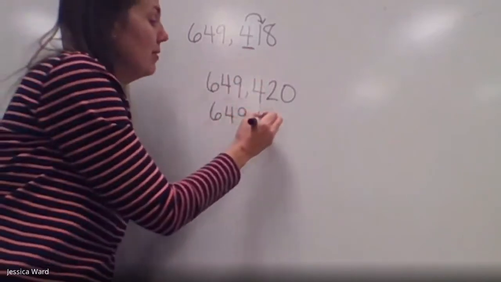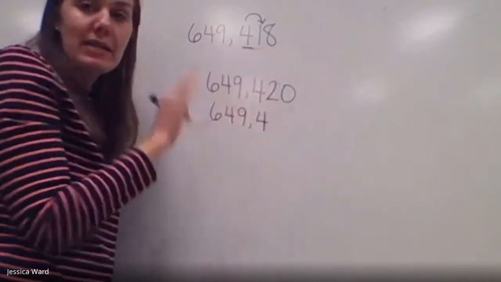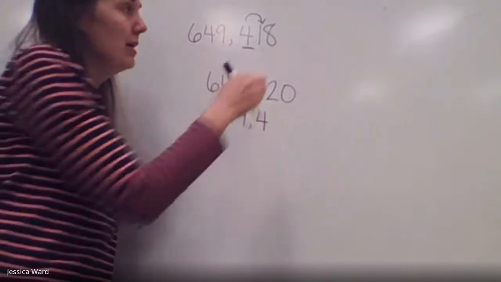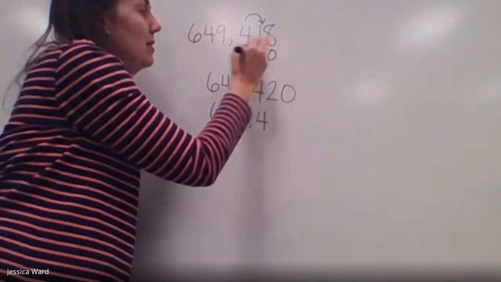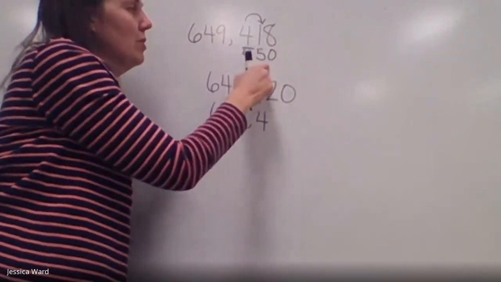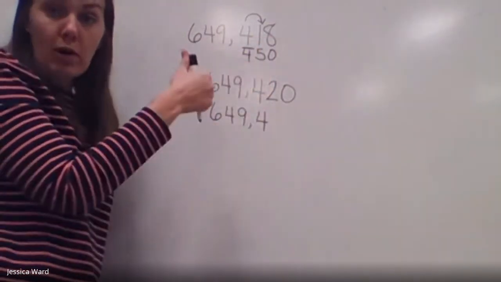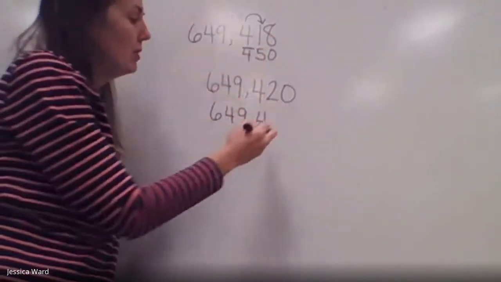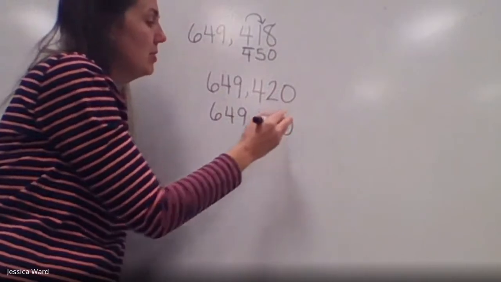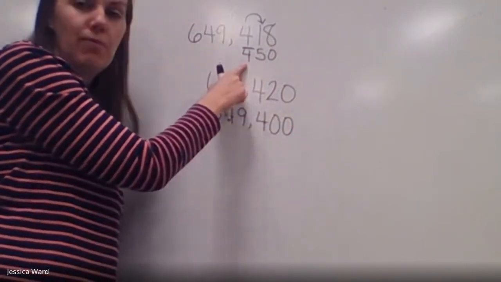I'm already in the 400s, but if it was halfway, we would have a 5 in the tens place, which would mean that we would need 450 or more to round up. 418 is less, so we're just going to go ahead and round it down to the next 100, which would be 400.